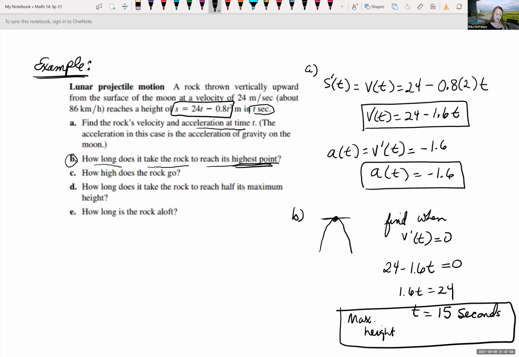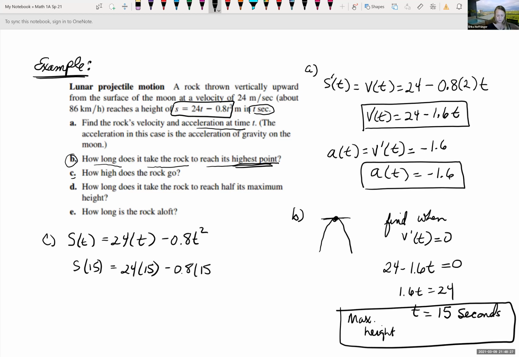Okay, well, then I want to know how high does that rock go? Well, I have my position function. My position function s of t, or s, is equal to 24t minus 0.8t squared. So I want to look at what is s of 15. So this is 24 times 15 minus 0.8 times 15 squared.